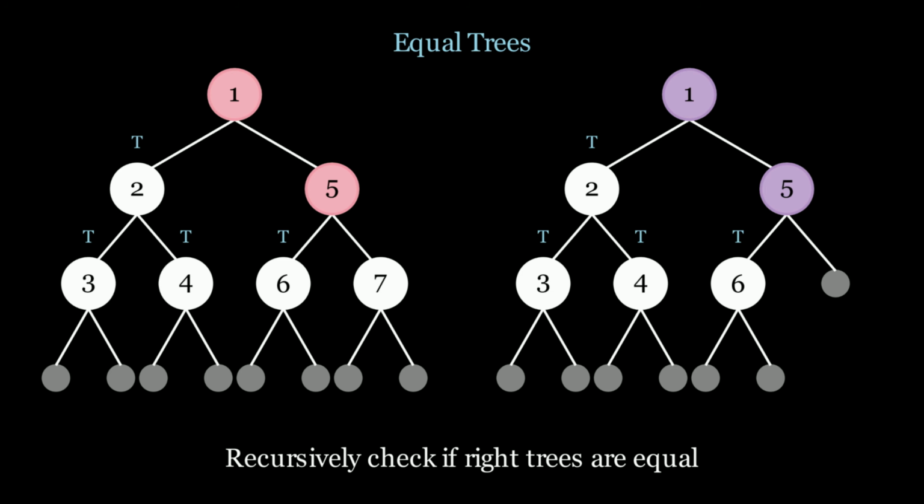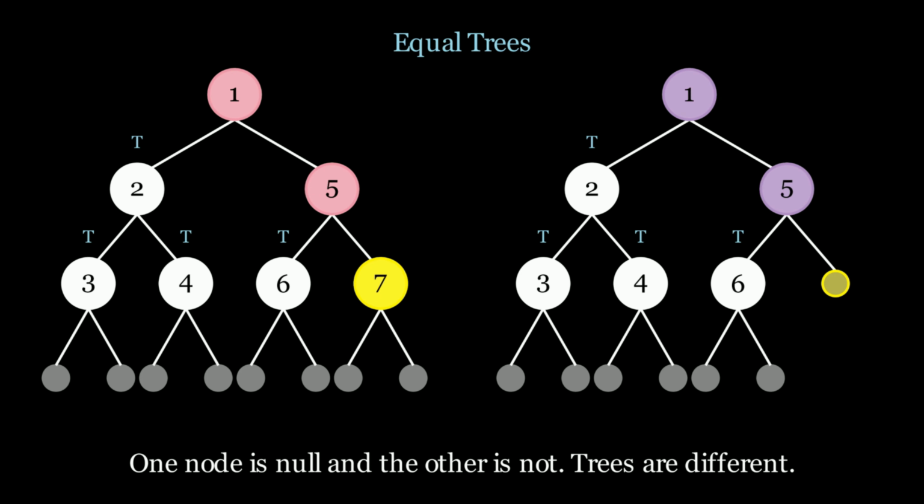Now we go up to 5. In this case, we have to check if the right trees are equal. And this is where we actually find the interesting part of the problem. One node is null, the other node is not. And so this is actually how we detect that the shapes are different. The only way for the binary trees to have different shapes is if you eventually get to a null and not null node situation. So the trees are different in this case.